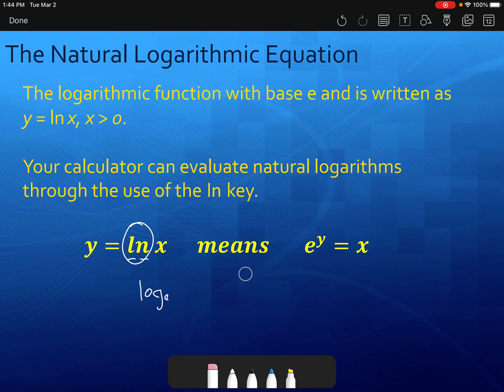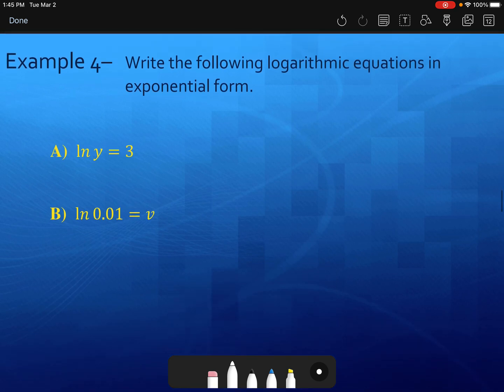Okay? So that means then that y equals ln of x, this is e. So e to the y equals x. Here's our base, here's our exponent, here's our answer. Base, exponent, answer. So how does this work with e? Well, here's e. So e cubed equals y. e to the v equals 0.01. Pretty slick, huh?